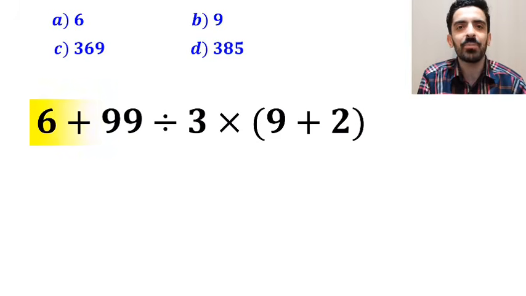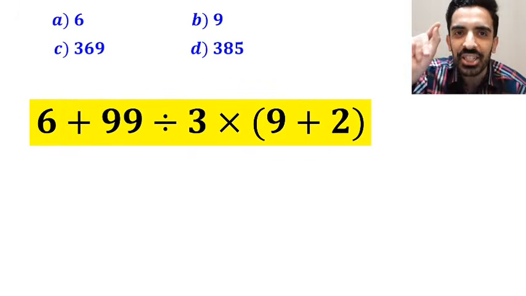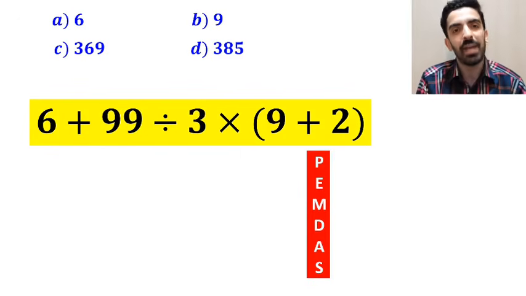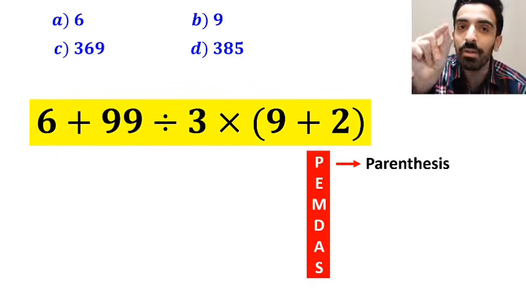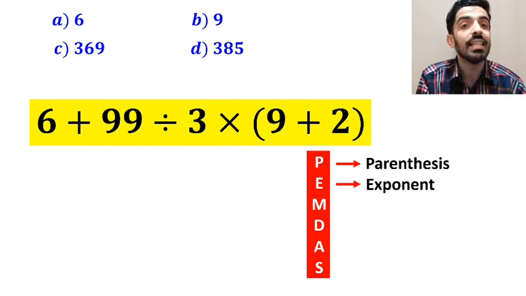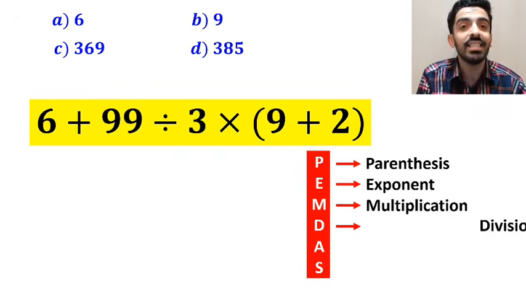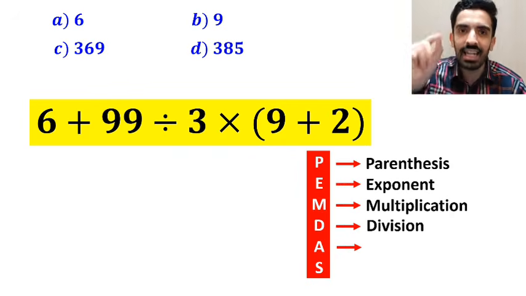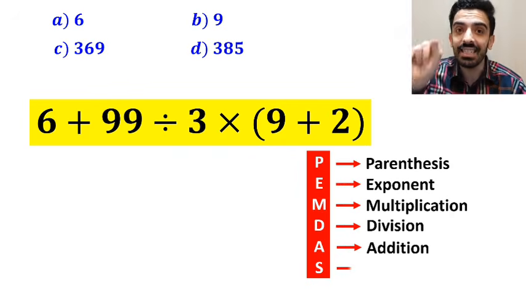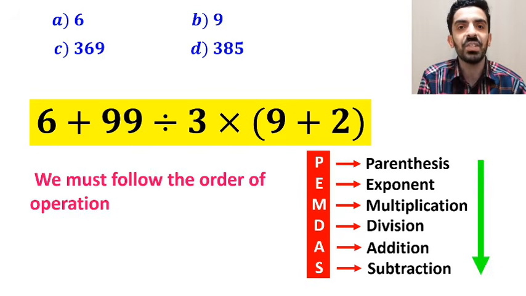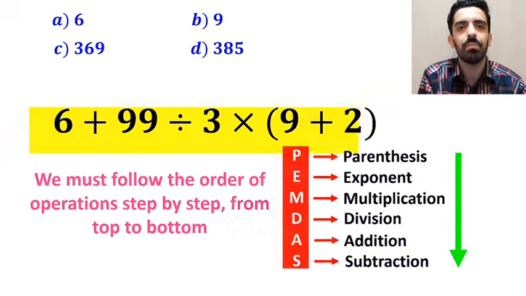Alright, now let me explain step by step how to solve this expression correctly. To solve this question, we must follow the PEMDAS rule. In this rule, P stands for parentheses, E stands for exponent, M stands for multiplication, D stands for division, A stands for addition, and S stands for subtraction. We must follow the order of operations step by step from top to bottom.